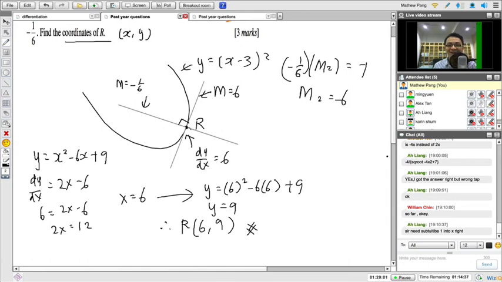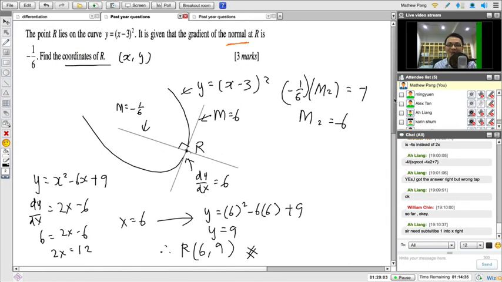So far, is it very hard for you to understand? Because in this part, a lot of students are very confused about normal and tangent. So far, can you understand or not? No, yes, yes, no. Yeah. A lot of students will ask me a question like this: if I do not know how to sketch the graph, how do I solve a question like this?